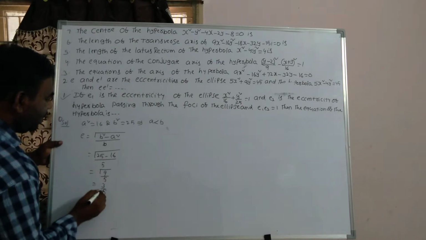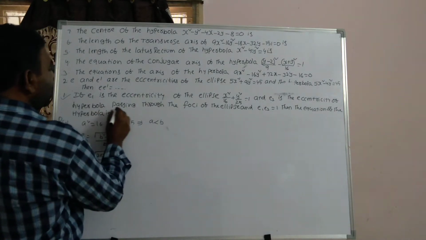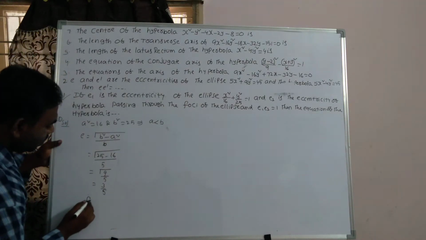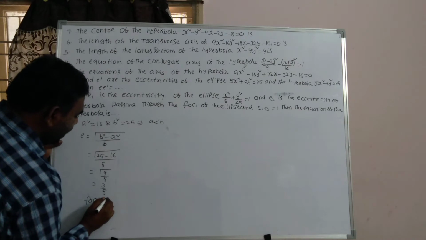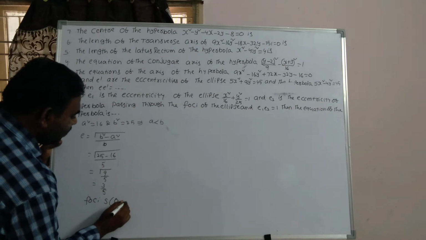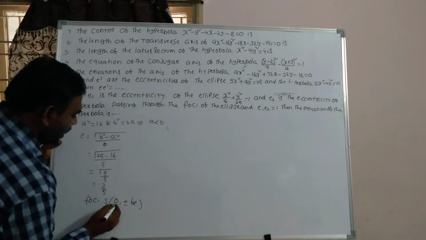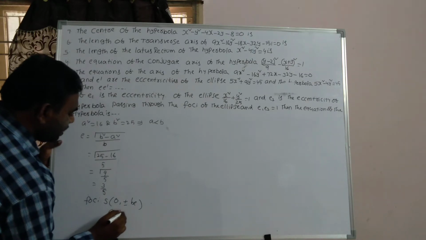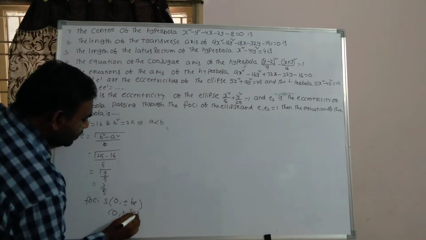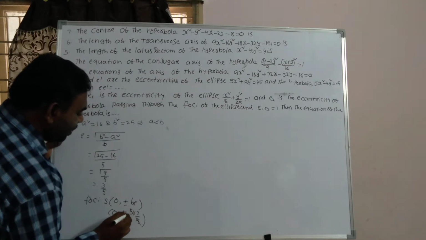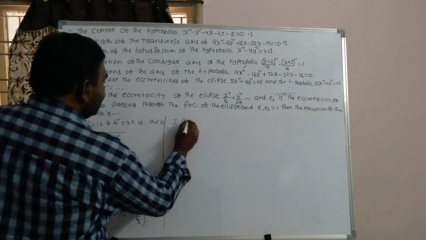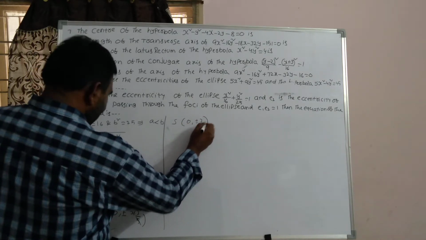Now we got the e. Here the hyperbola is passing through the foci of the ellipse, so we find the foci also. Foci means, as the major axis is on the y axis, foci are 0 comma plus or minus be. So here 0 plus or minus b e, b value 5, e value 3 by 5. Cancel 5 and 5, we get 0 comma plus or minus 3. So S means 0 comma plus or minus 3.